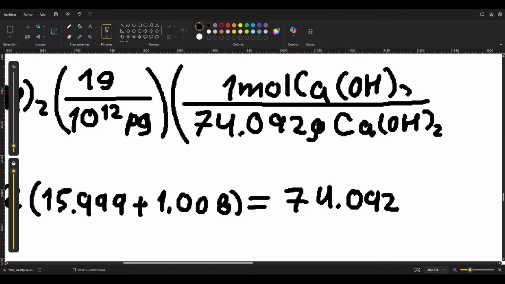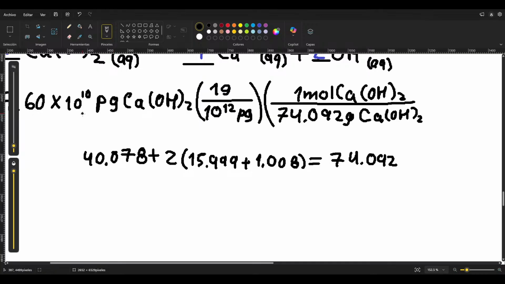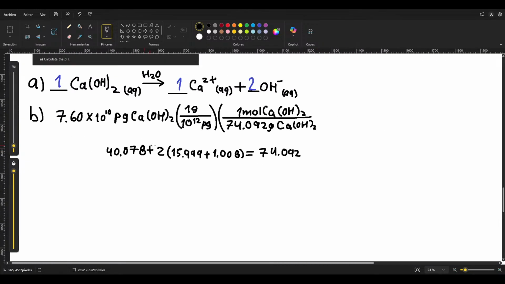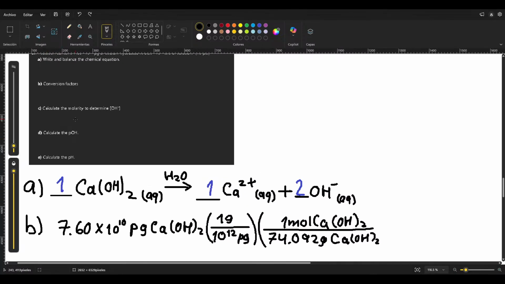Basically, like 99.9999% of the time, you always convert the mass into moles. Why? Because it's gonna be useful later, I mean, to calculate the molarity.